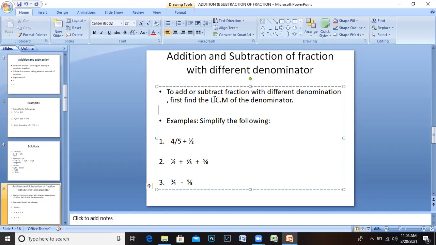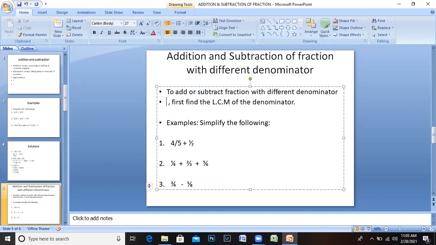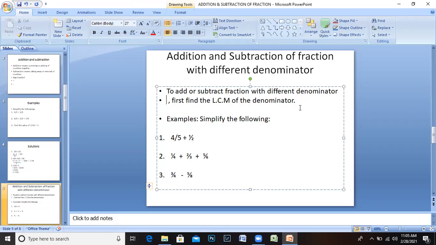We now say, to add or subtract fractions with different denominators, first find the LCM of the denominators. That's what I explained in the introductory part of this lesson: if the fractions have different denominators, we have to find their LCM first. That's what we just did now. I believe you are following what we are doing, my wonderful students.